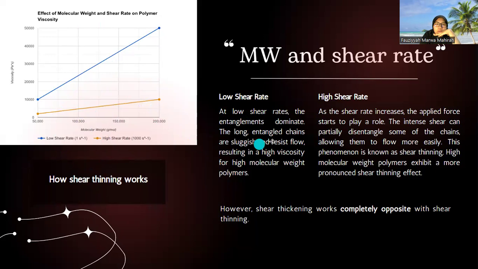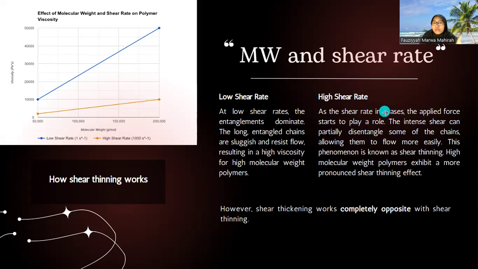So at low shear rate, the entanglement dominates, right? The long entangled chains are sluggish and resist flow, resulting in a high viscosity. Low shear rate means low force, and low force means more entanglement, because if you give more force to the polymer, the entanglement will basically break down. So definitely more shear rate means more force.